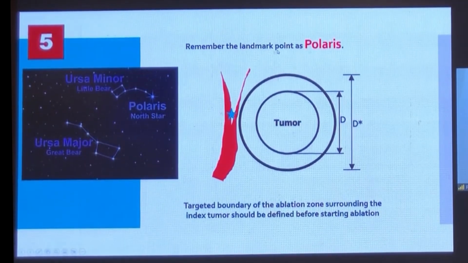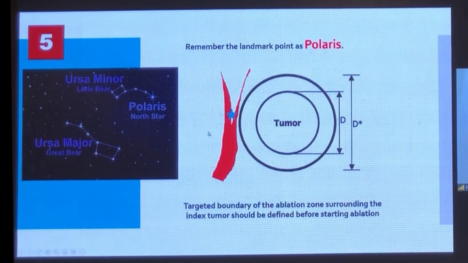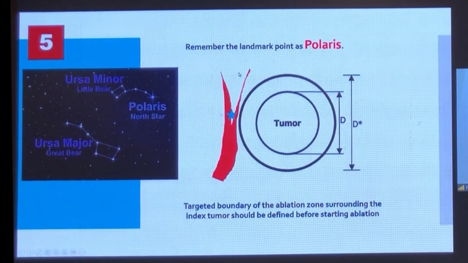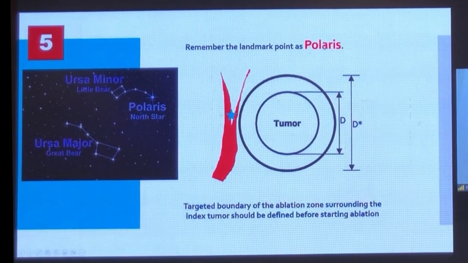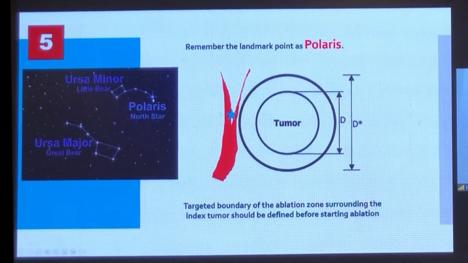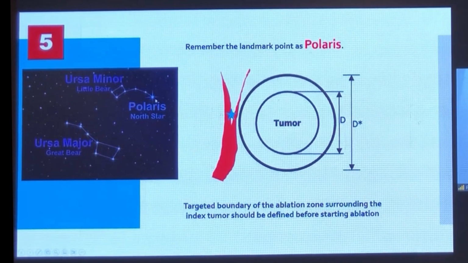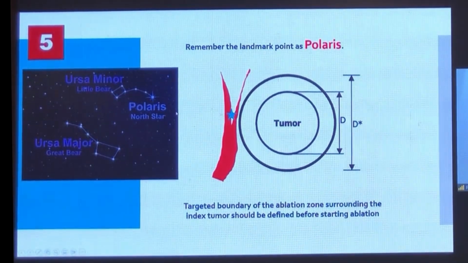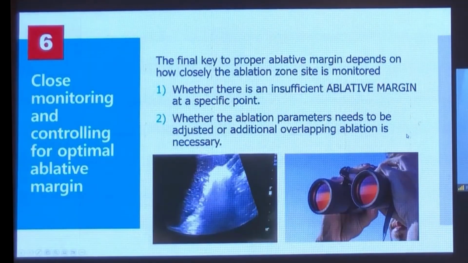Another tip is that we should remember any kind of landmark point, the vascular branching or cyst or calcification or previous ablation zone, as a Polaris, like this. So before starting the ablation, we should check any such landmark. This is very important.